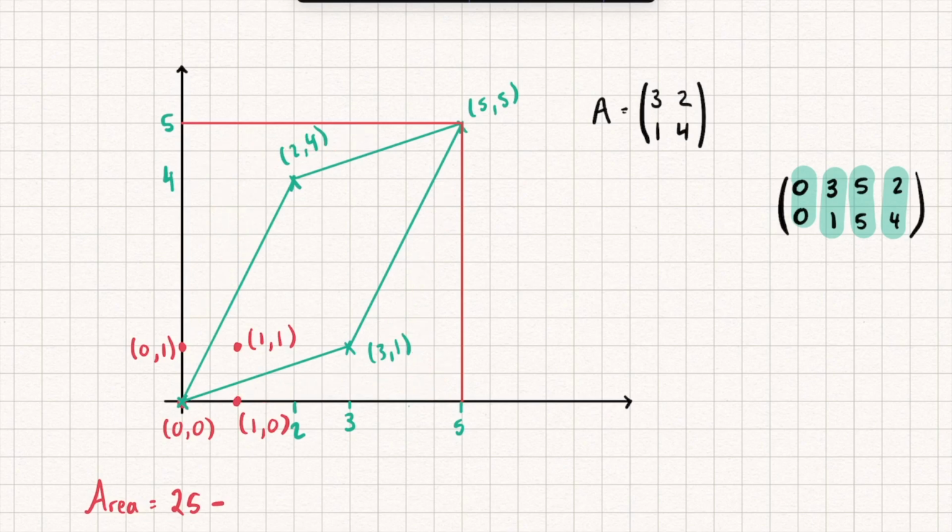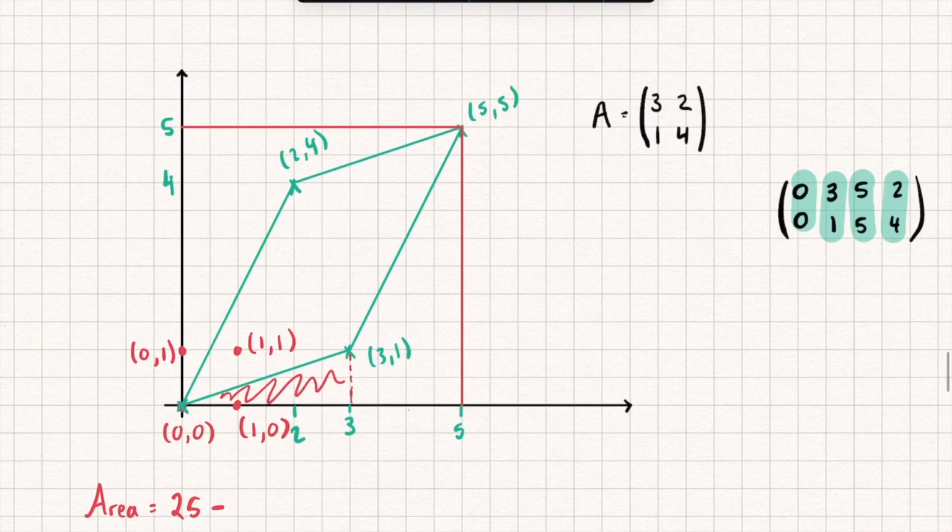So let's find how we could take away that outside area, and there are a couple of ways we could do it. We could split it up like this. So we've got now a triangle that we can take away. Well, the base of the triangle is 3 and the height is 1. So I'm taking away a half times the base times the height.